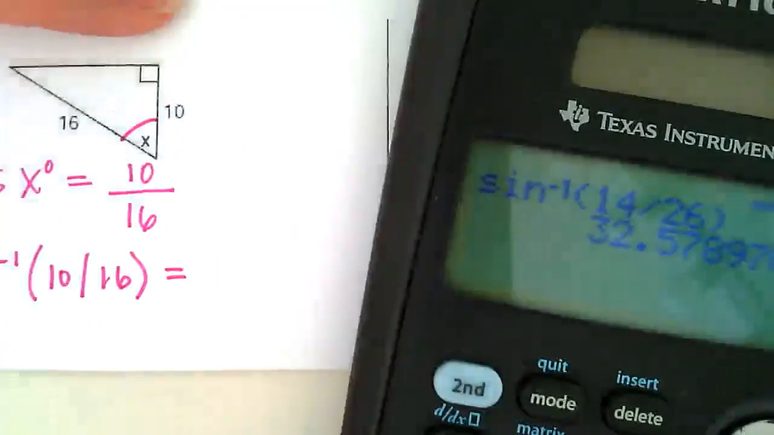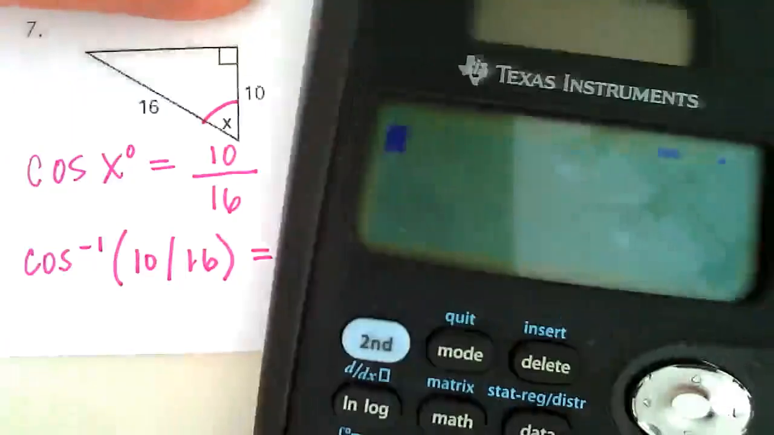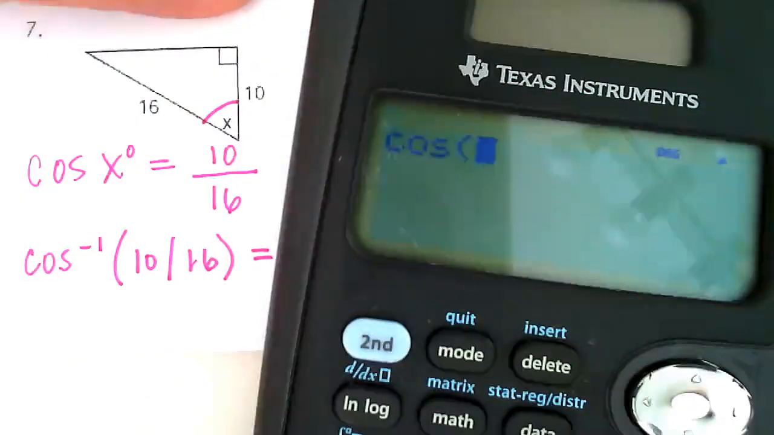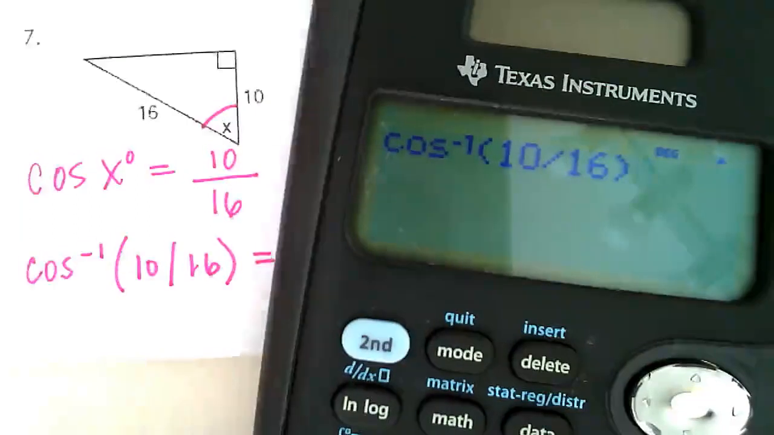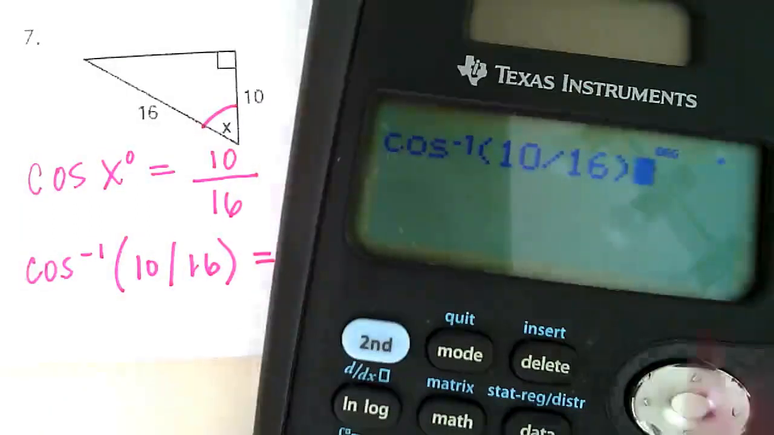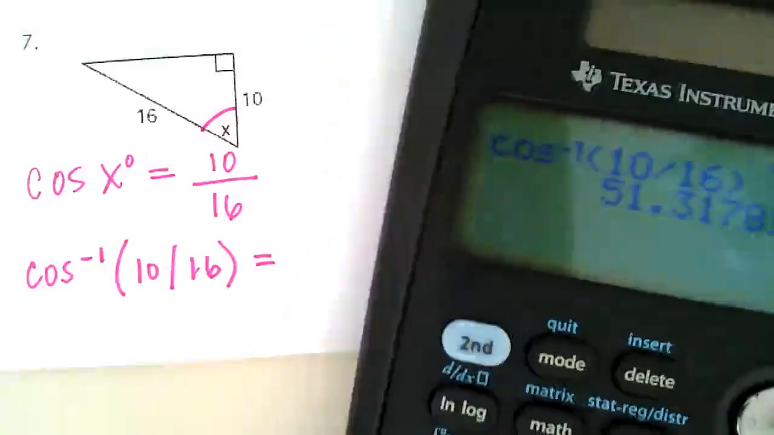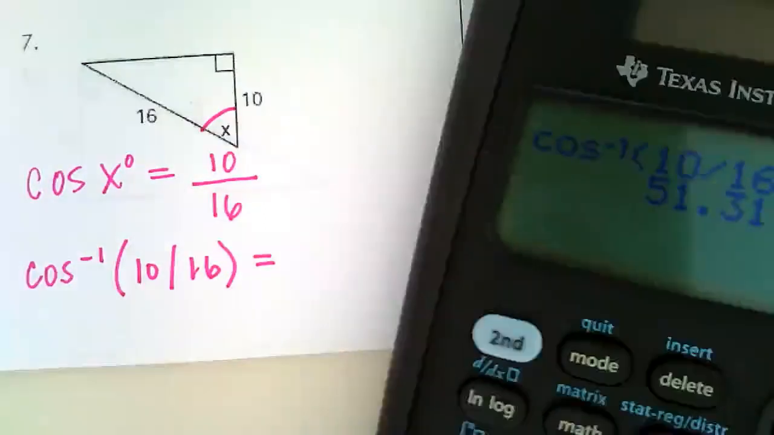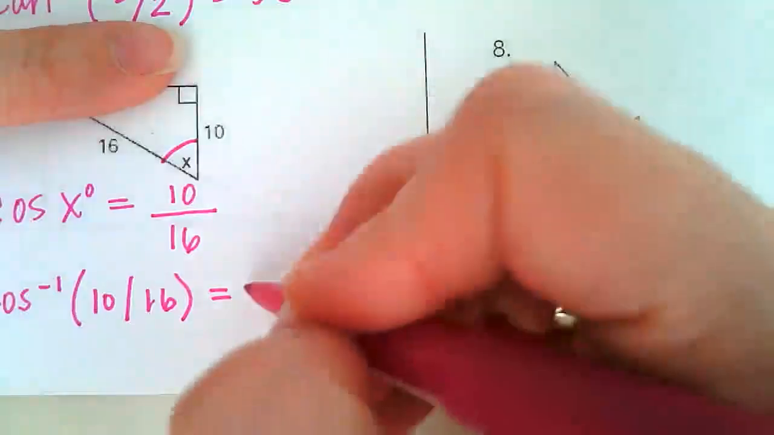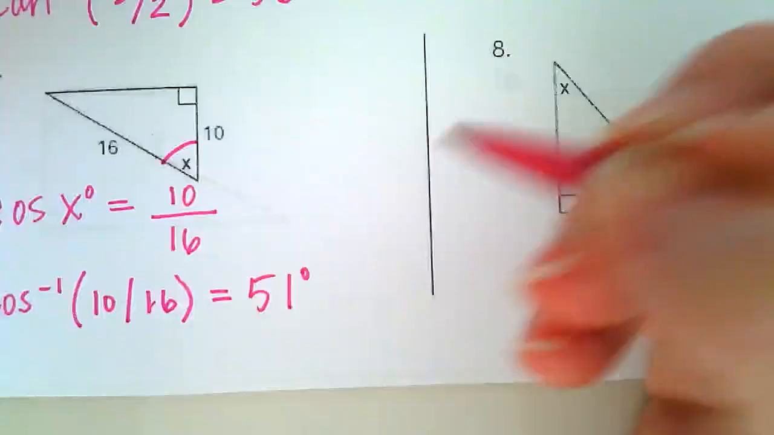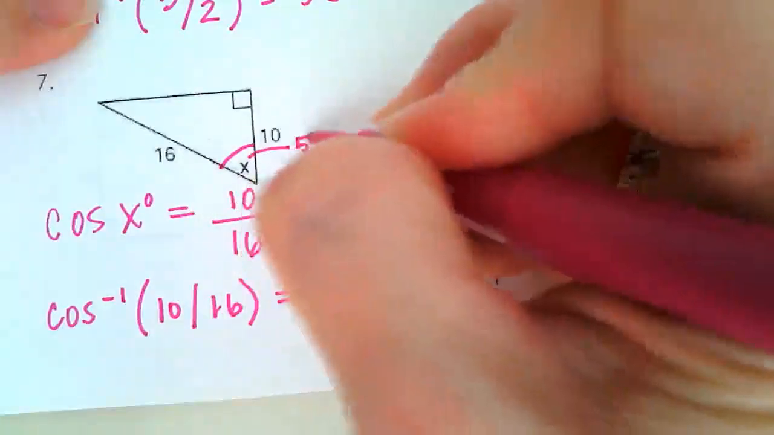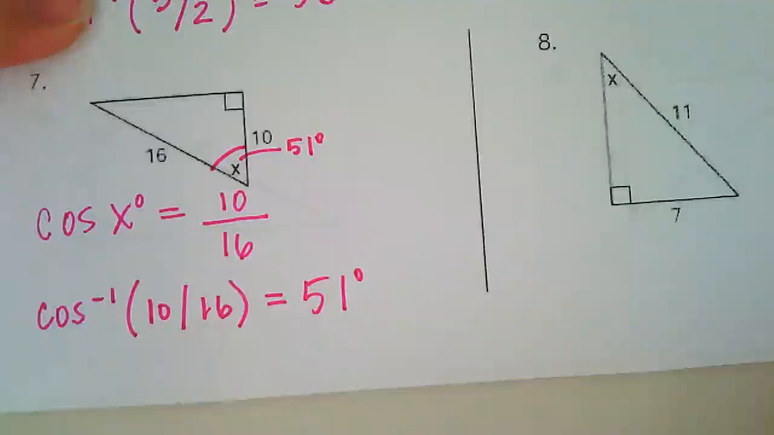All right, so grab your calculator. Let's clear that off. We're doing the inverse cosine, so inverse cosine of 10 over 16. We're telling the calculator that the ratio is 10 over 16, and that's going to give us 51 degrees. So this angle right there is 51 degrees.